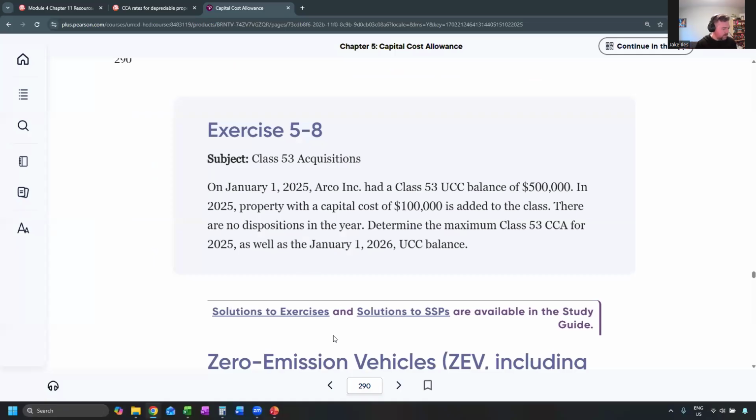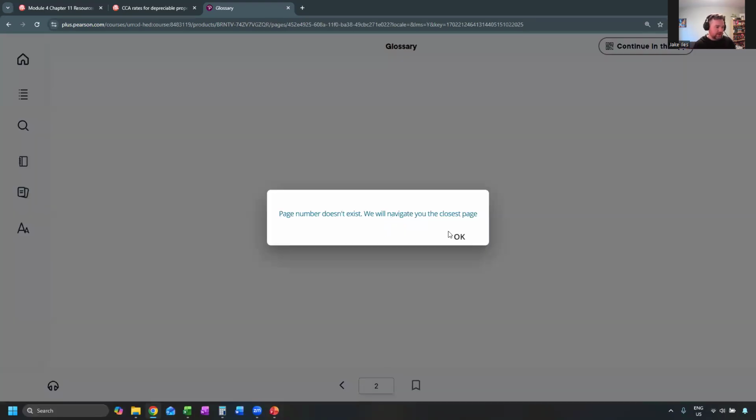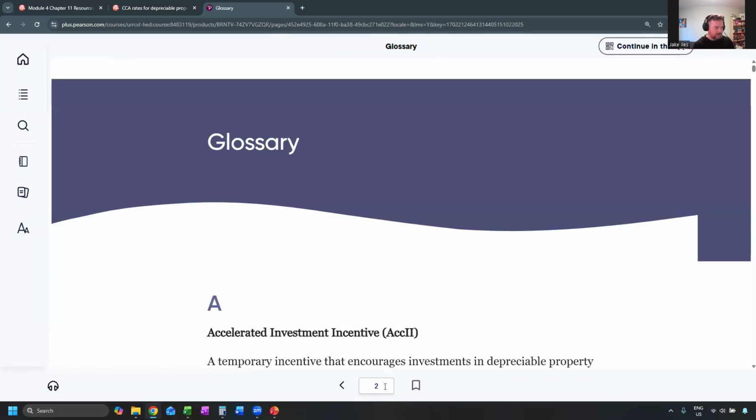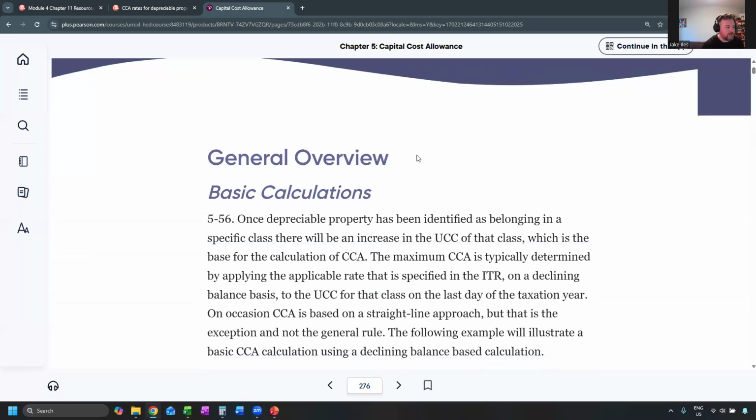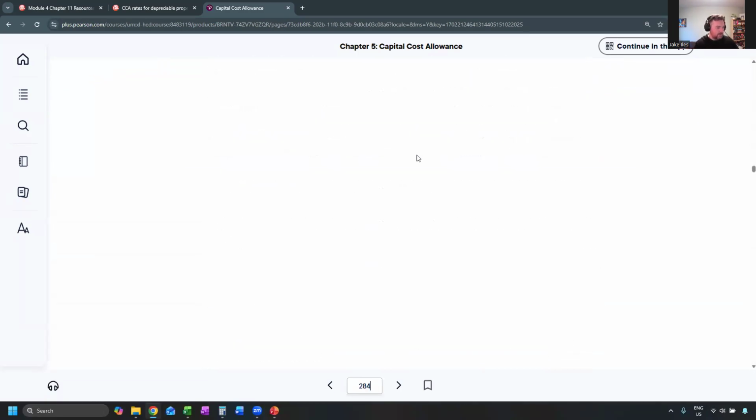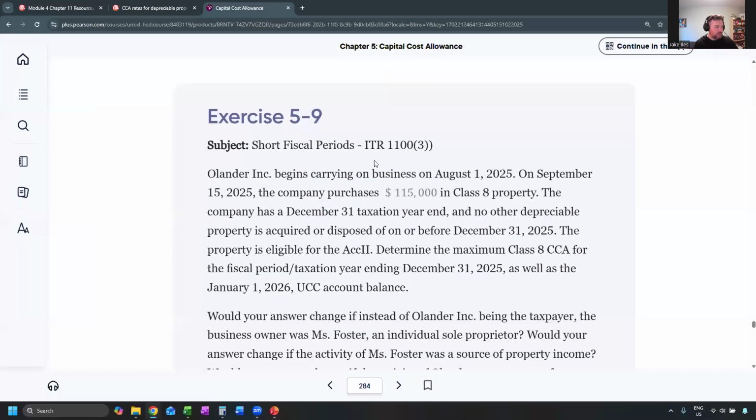Anyway, so the short fiscal period, 294. Whoops. Yes, I know it doesn't exist. I accidentally added it. Bear with me a moment while this freaks out. Capital cost allowance. And we're going way down to short fiscal periods.